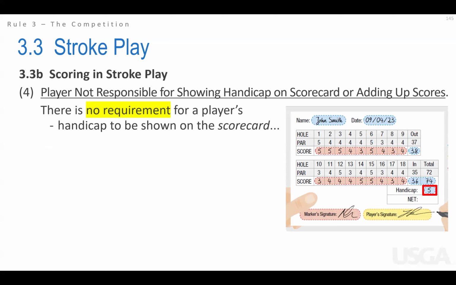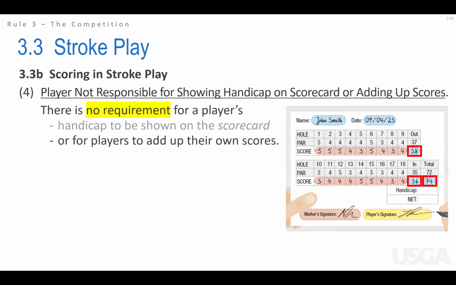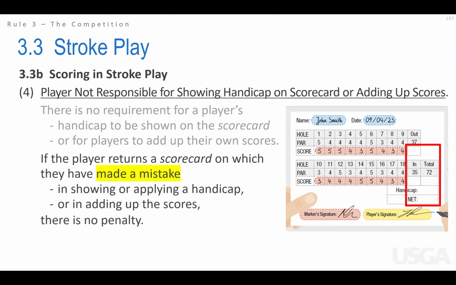A couple of things the player is not responsible for on their scorecard. They're not responsible for their name, the date, totaling up each 9 or the total number of scores, and they're also not responsible for their handicap on their scorecard. These are all things that the committee is responsible for. There's no requirement for the player's handicap to be shown on a scorecard or for the player to add up their own scores. These are things the committee is going to take care of. If we return a scorecard that has a mistake on it in showing or applying the handicap or adding up those scores, there's no penalty because, again, this is a committee responsibility.